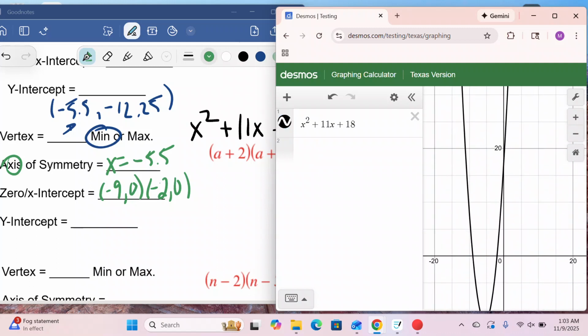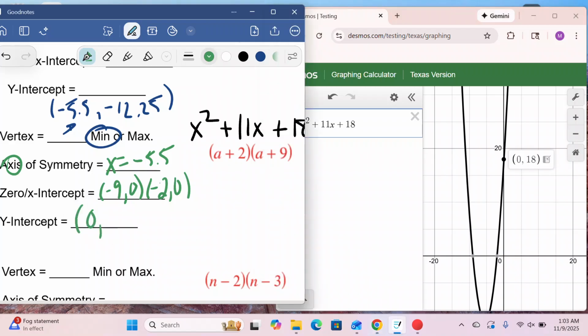And last but not least, we are going to find our y-intercept. So I'm going to look for my y-intercept. I can't really see it. So eventually it will stick if it is a y-intercept. So it is (0, 18). So those are my features. Those are my vertex, just by having Desmos do all the work for us.